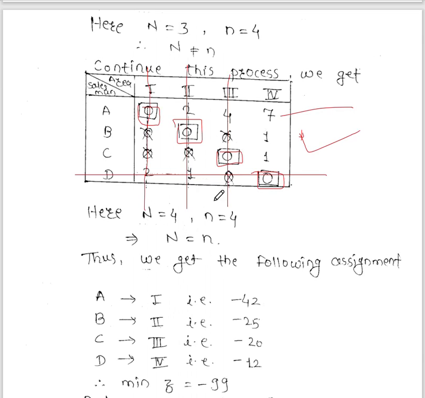So if you observe, the number of lines, that is N equal to 4, and the order of the matrix, that is n equal to 4, and hence we can say that capital N equals small n. Okay, so therefore we can find the assignment of this problem. What are the assignments? Salesman group A is assigned to the first area, and the number of persons is minus 42.